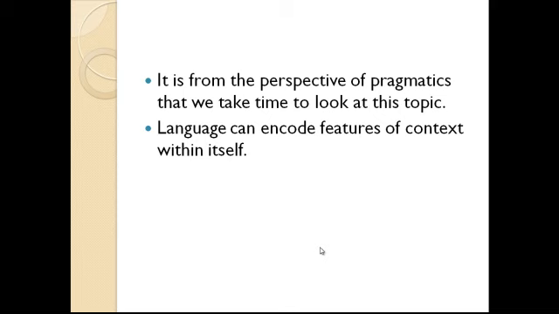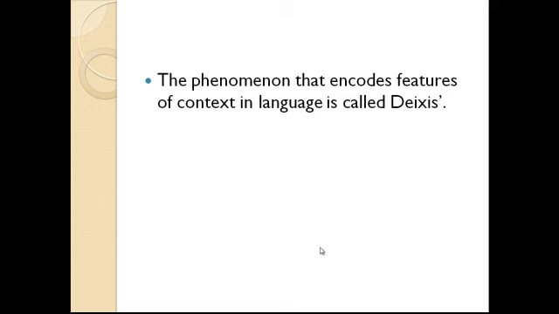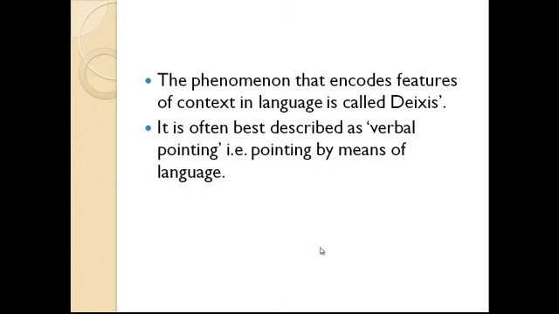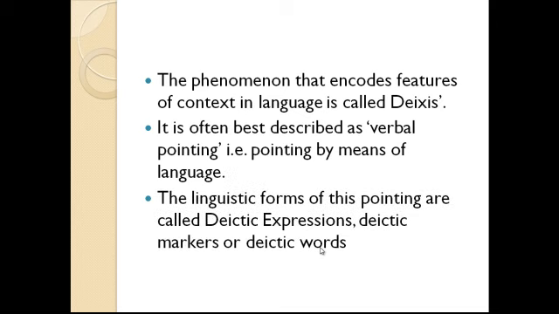The bottom line here is that we want to appreciate that language can encode features of context within itself. Now, this phenomenon that encodes features of context in language is what is called deixis. It is often best described as verbal pointing, and that is pointing by means of language. As we already saw from the origin of the word, it comes from a Greek word which means to point. Deixis is about verbal pointing by means of language.